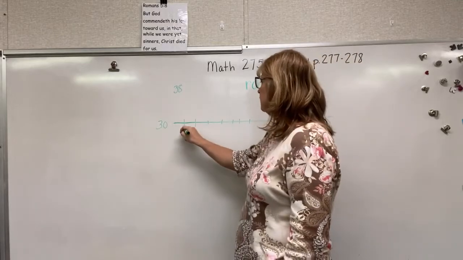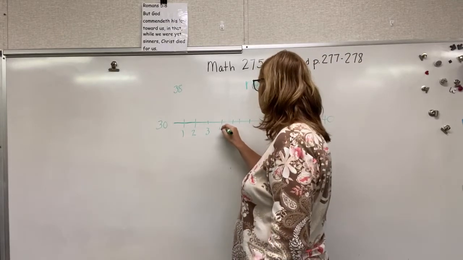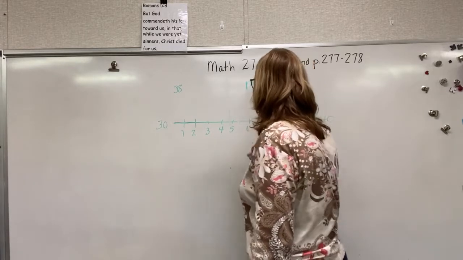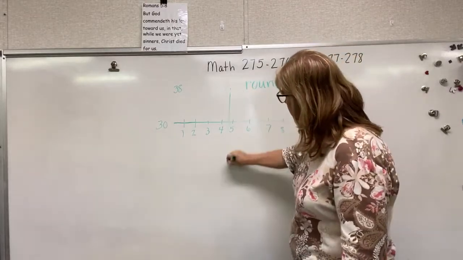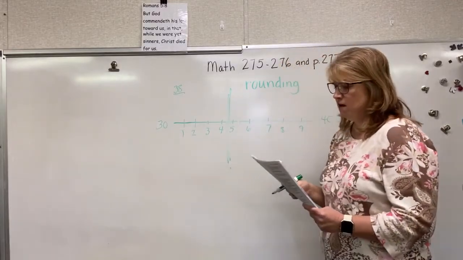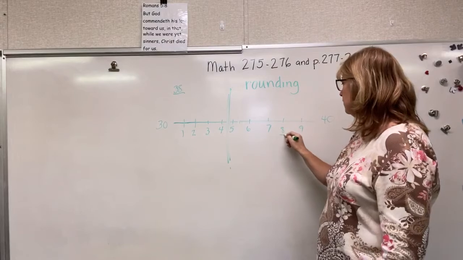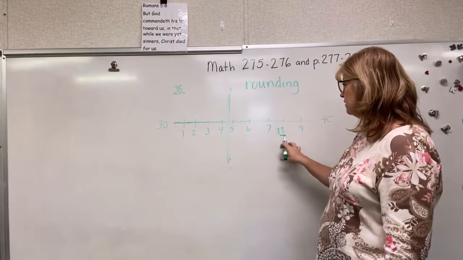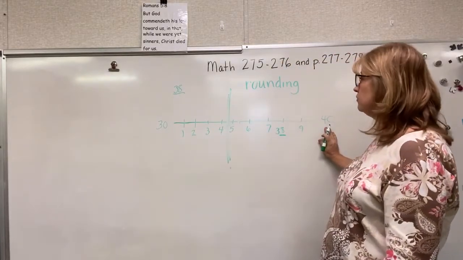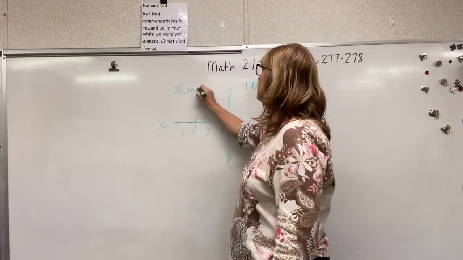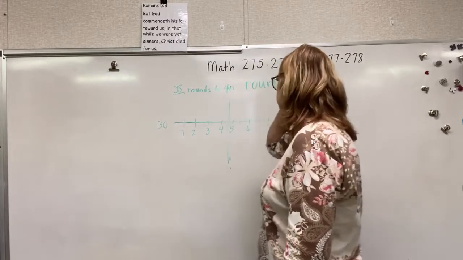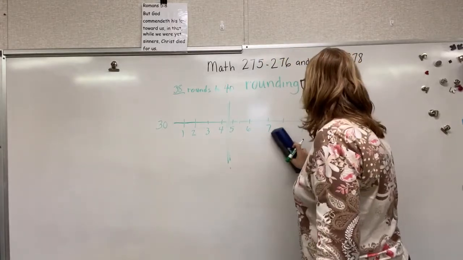Now, we're just going to write the ones here. Remember, we're drawing the line here, and we said she made 38. What is 38 rounded to the nearest 10? Here's the 8, so we'll say it's 38. What's it closer to? Is it closer to 30 or is it closer to 40? It is closer to 40, so 38 rounds to 40.